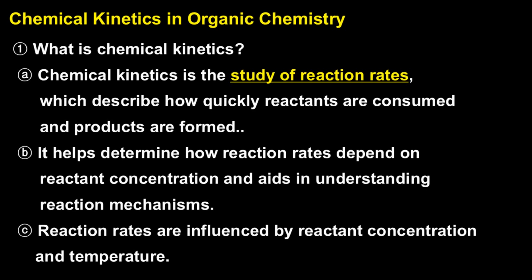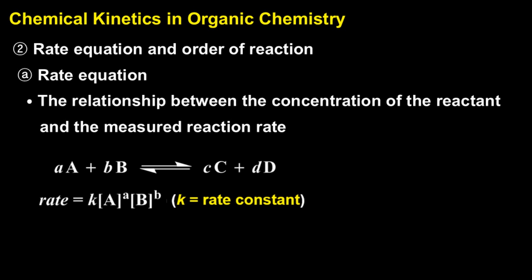So, what exactly is chemical kinetics? Simply put, it's the study of reaction rates, how fast reactants turn into products. And this matters because it helps us understand how reactions actually happen, step by step. It also shows us how different factors, like concentration or temperature, can speed up or slow down a reaction. By looking at reaction rates, we're not just focused on the final result, we're digging into the entire process behind it. That's why kinetics is such a big deal in organic chemistry.